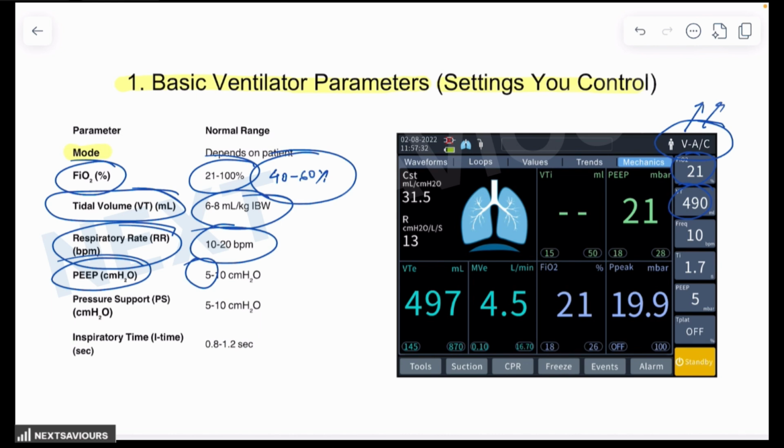Another one is the pressure support in centimeters of water. It is the extra support for a spontaneous breath, and the inspiratory time in seconds. So this is something which you can control. These are the basic ventilator parameters that you can control.